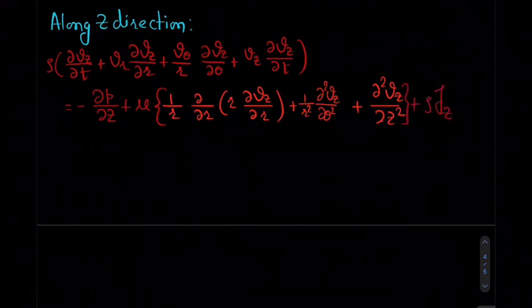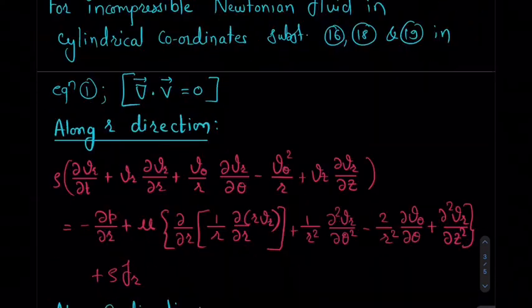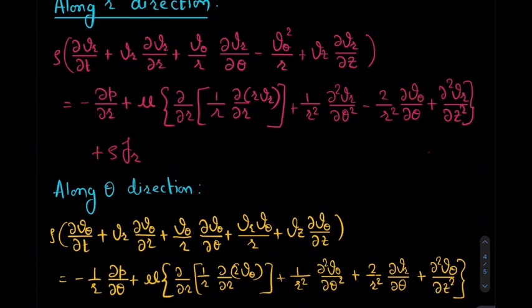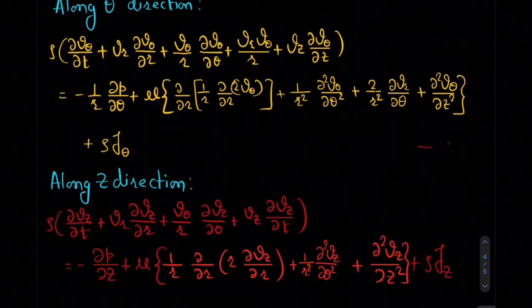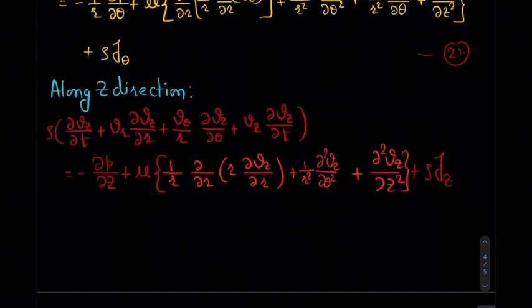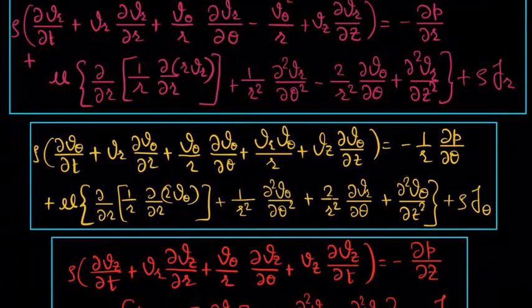So these are the components we have deduced along r, theta and z direction. Most of the books have directly written them without deducing them, so that is why we have made an effort to deduce all of them. So in summary, we can put all the equations together, and that's it.